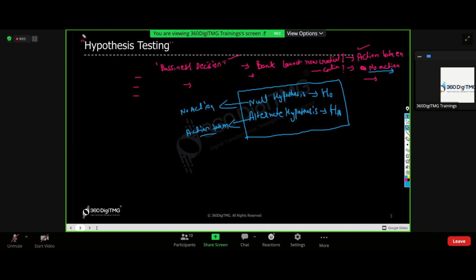Now this testing will help us identify whether we need to take an action or we do not need to take an action. If you are taking an action, it is called HA. If you are not taking an action, it is called H0. That is the alternate hypothesis and the null hypothesis. Do not take any action, null. That is called hypothesis testing to come up with a business decision. Is it clear?